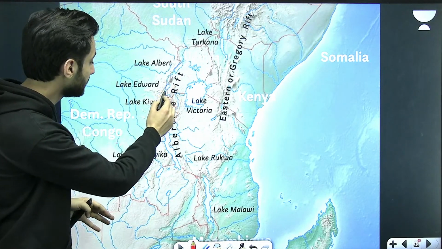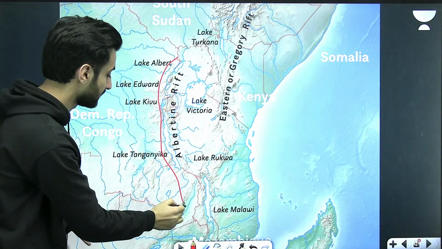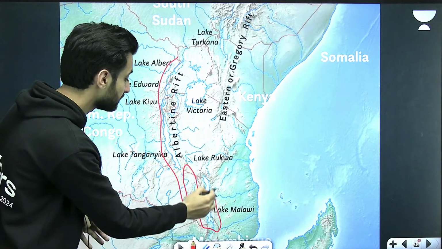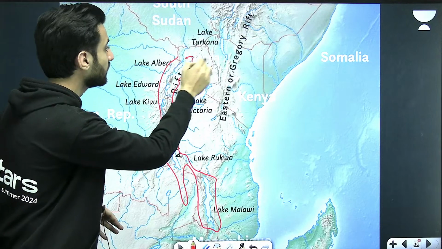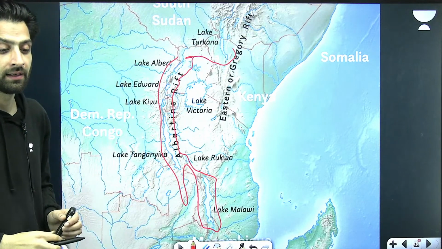If you look at this, there is a kind of a rift going on like this. It's breaking. You can feel like it's breaking. Okay. That is what a Rift Valley lake is.